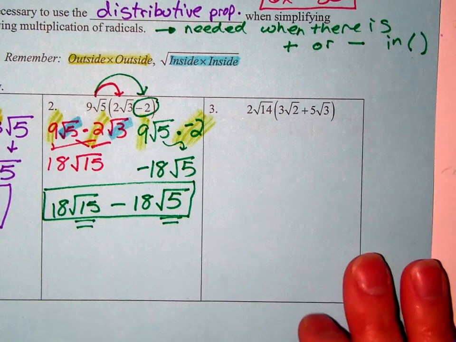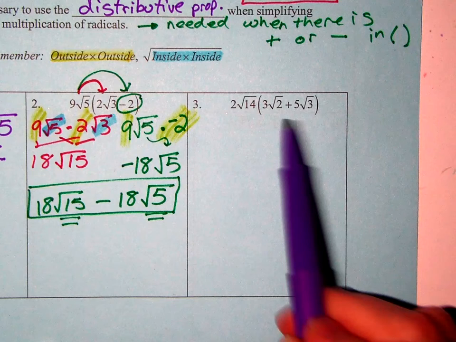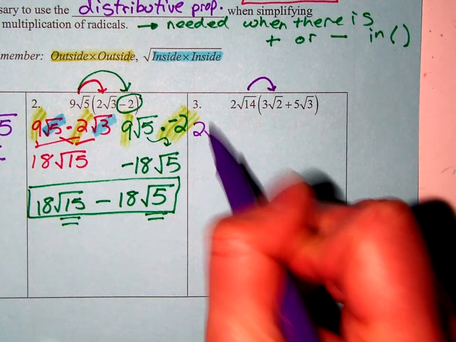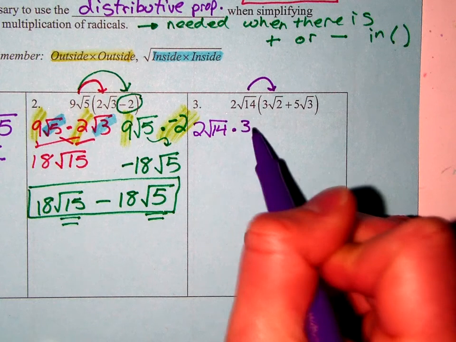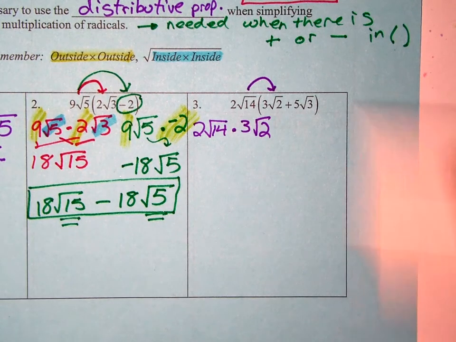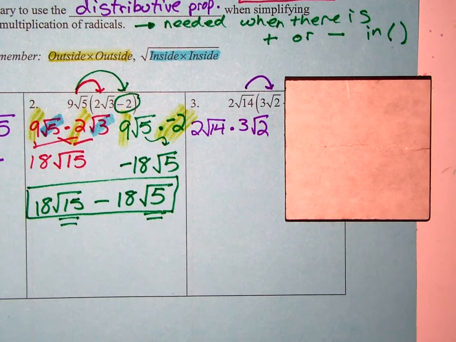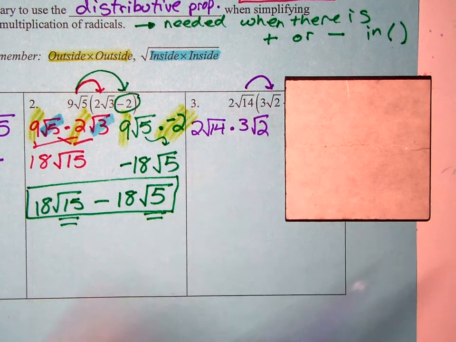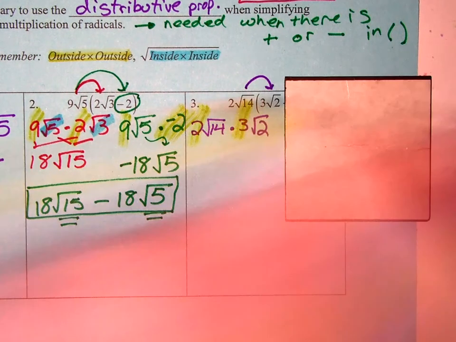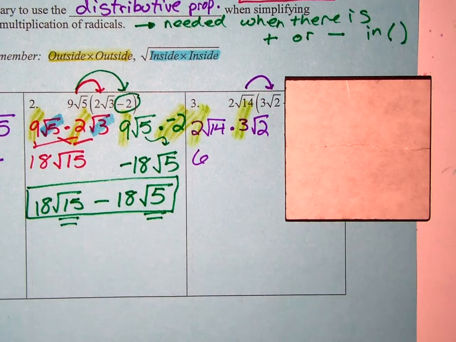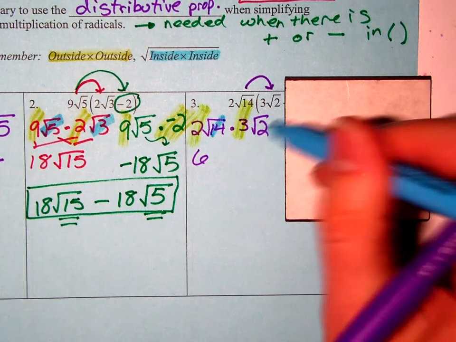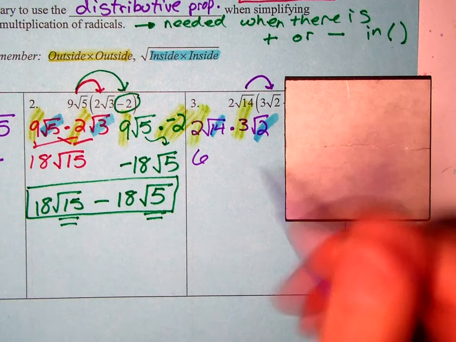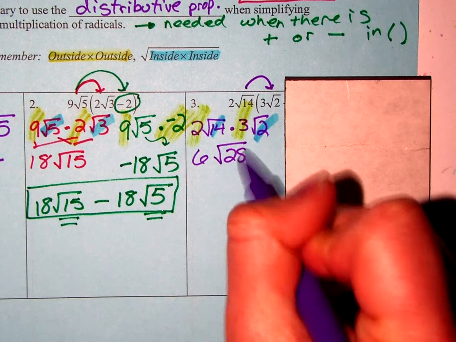So when I first look at this, I know that it's distributing because there's a plus sign. So we're going to take 2 root 14 and multiply it by that first term, which is 3 root 2. And again, I'm not going to worry about any of the rest of this. I'm just going to focus on this piece. So now I know I can multiply my outside numbers together. So I'm going to multiply the 2 times the 3, which is 6. And then I'm going to multiply my inside numbers together. So the 14 and the 2. Well, 14 times 2 is 28, so this is square root of 28.